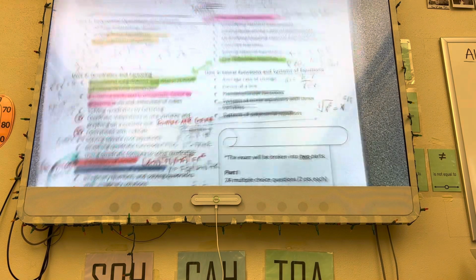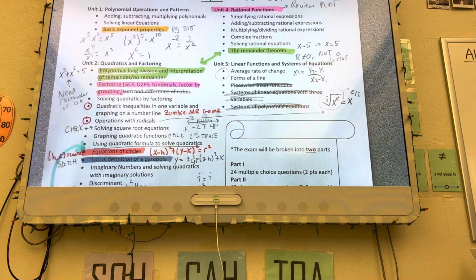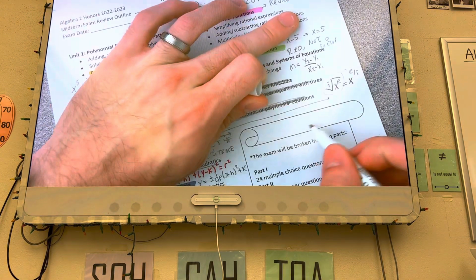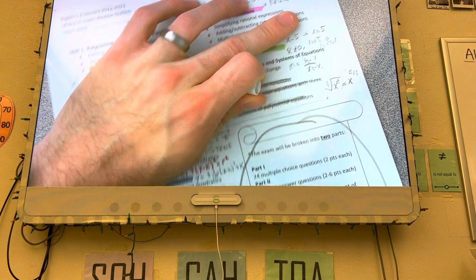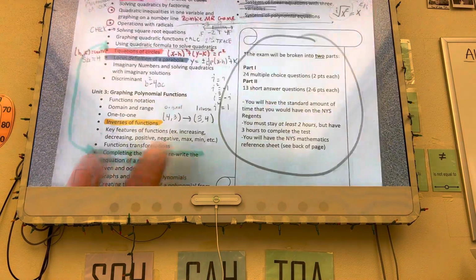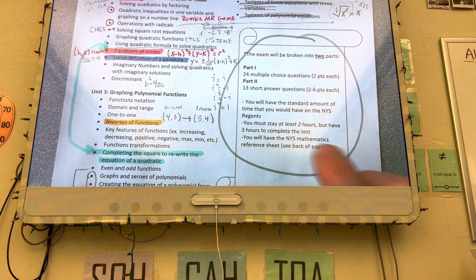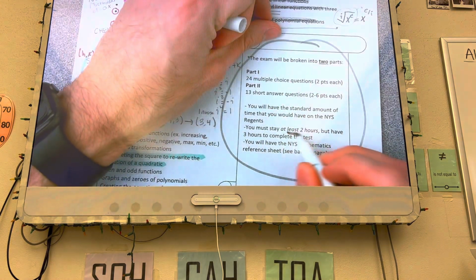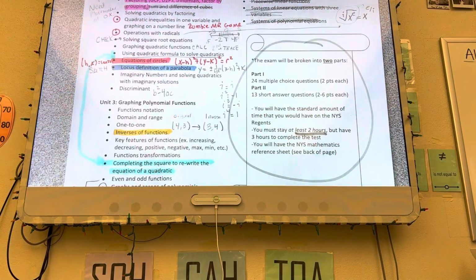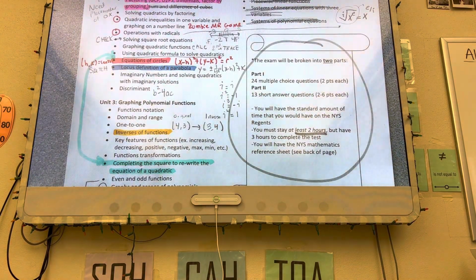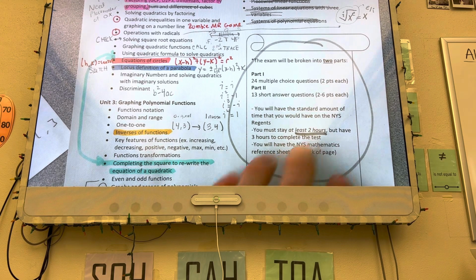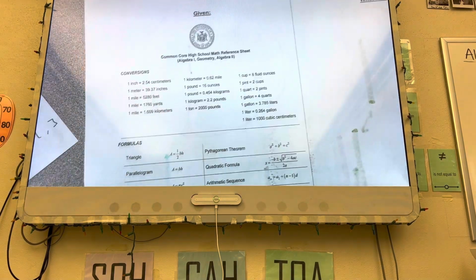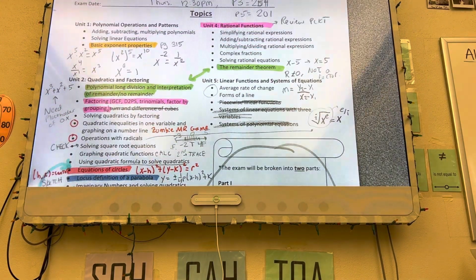Okay, again, this exam is going to follow the exact format of the Regents exam, and that's how it's going to look. Part 1 is 24 multiple choice, Part 2 is 13 short answer. You have to stay at least 2 hours, but you have 3. And you also will have the mathematics reference sheet on the back, or in the beginning. All right. If you guys have questions, let me know.